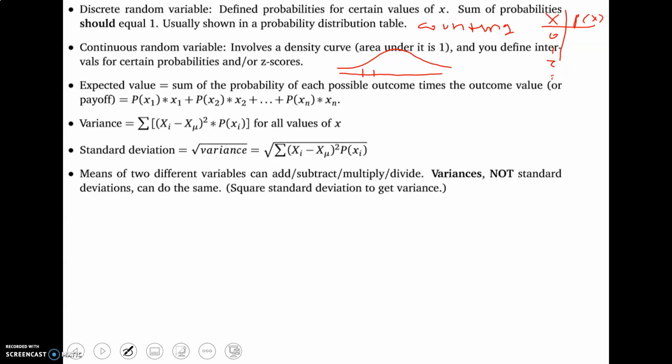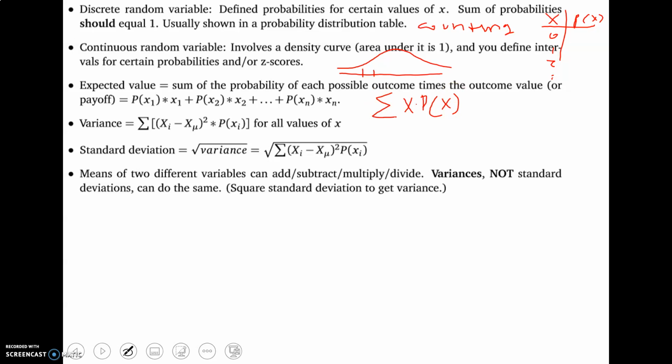Expected value is a long-term outcome. So it's not something that you will be able to apply the next time you play the game. It's when you play this game a long time, what would be my expected value? What would be the average in the long run? And that was basically x times P of x, and then you add them up.